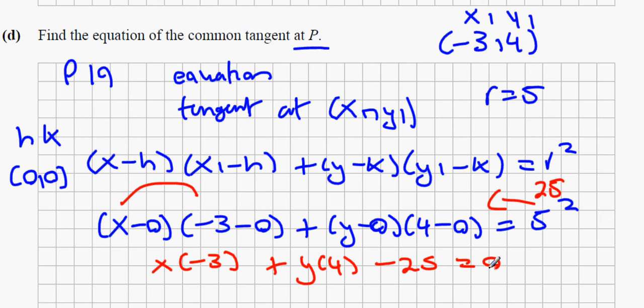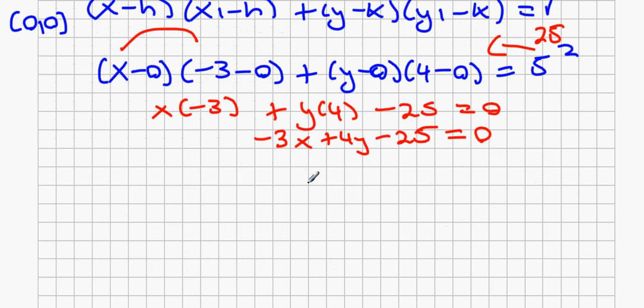So what we're going to have here is minus 3x plus 4y minus 25 equals 0 is the equation of the line. But if you don't want it, you can also change that around by multiplying across by minus 1 if you want the x value to be positive. So both these lines are the same thing. You can multiply across by minus 1, change all the signs.